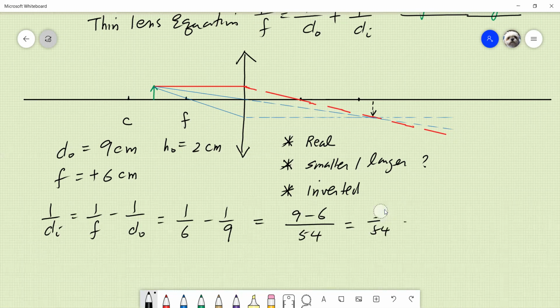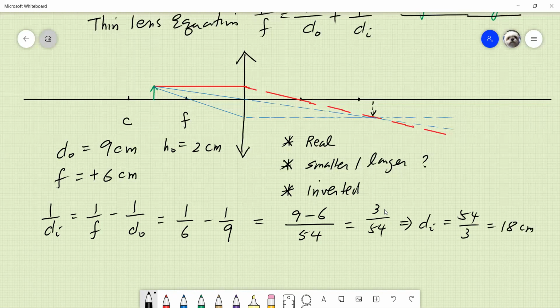But remember that I'm going to flip them over. So the DI is 54 divided by 3. What is 54 divided by 3? 54 divided by 3 is 18, so 18 centimeters. So my question to you is, does this look like 18 centimeters?